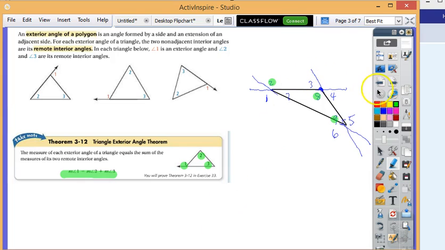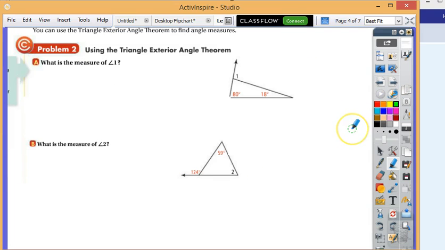All right, let's see how that comes out in working problems. So we're going to use the triangle exterior angle theorem to find the values. First of all, what is angle 1? Is it an interior angle or an exterior angle? Exterior. And what can I add together to get the value of angle 1? I don't have a 2 and a 3 here, so what are the 80 and the 18? The 80 and the 18 are remote interior angles. I can just add them together.